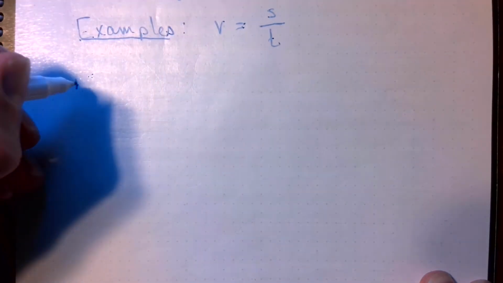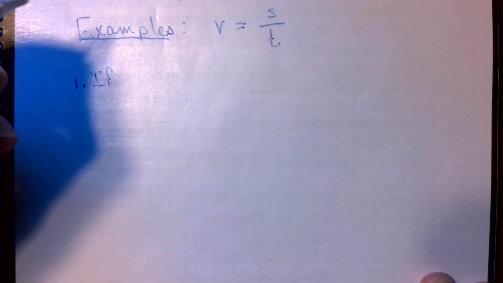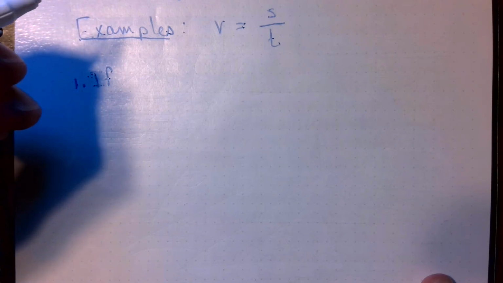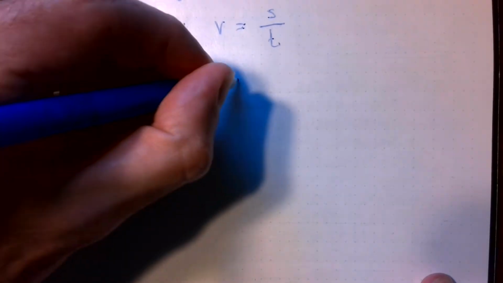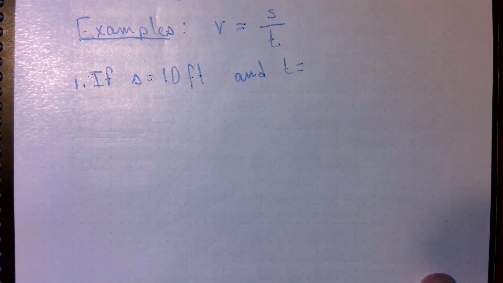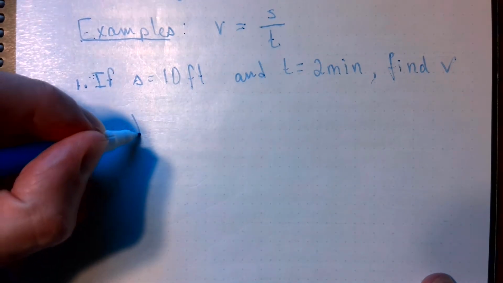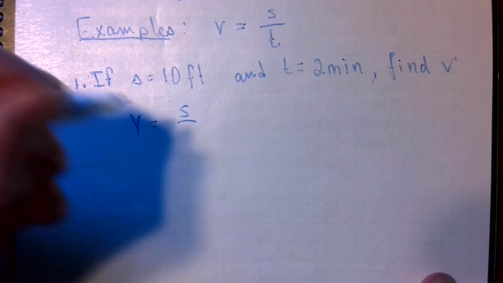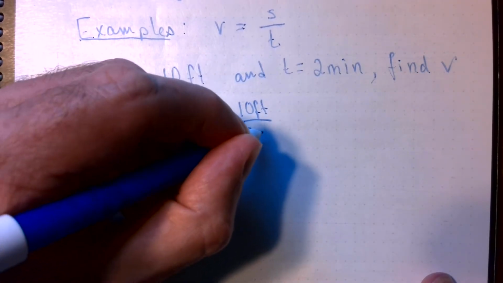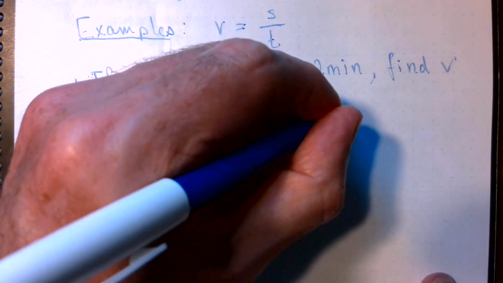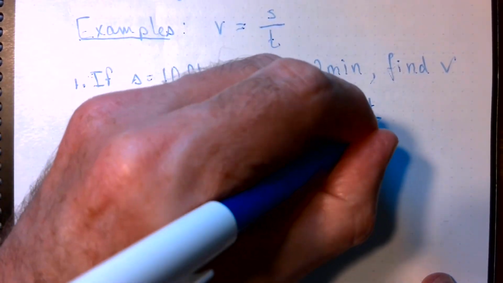So we'll do examples. One, let's say s equals 10 feet and t equals 2 minutes. We're going to find v. Okay, so that's easy enough. v equals s divided by t. 10 feet divided by 2 minutes. Okay, so 5 feet per minute.